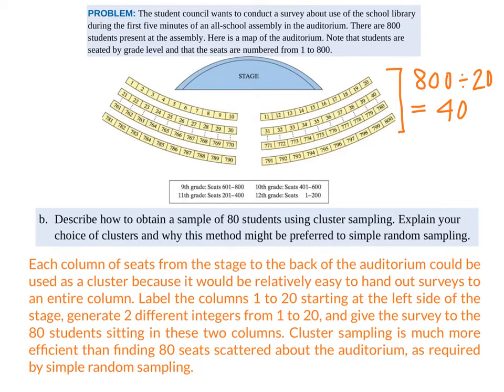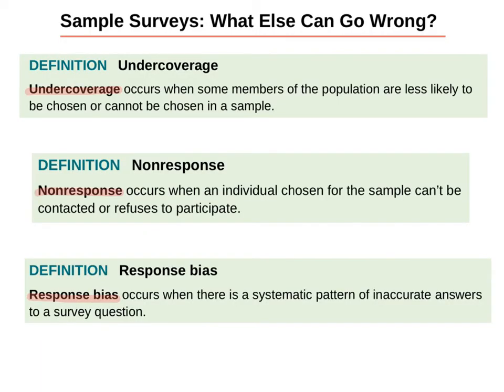So whether you're using stratified random sampling or cluster sampling, depending on how efficient you want it to be and how, I guess, lazy you're feeling, both are a little bit better, or a lot better, than simple random sampling, depending on what you're looking for.